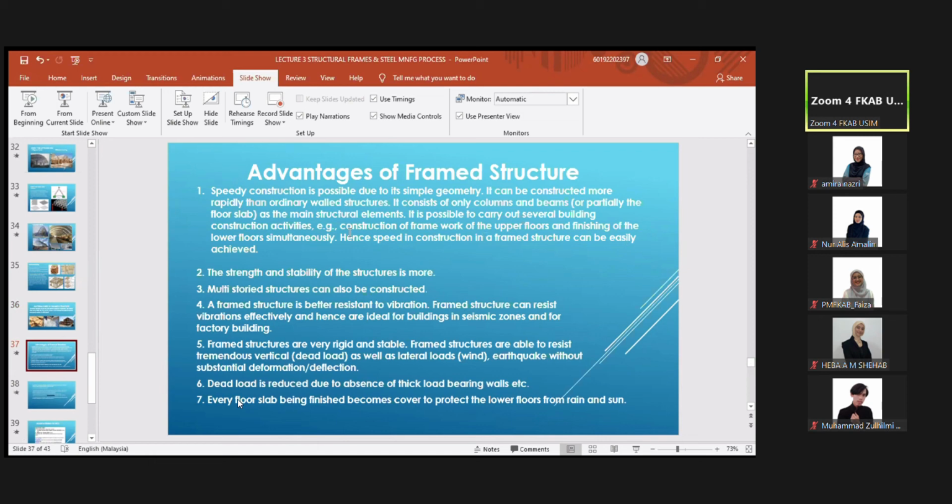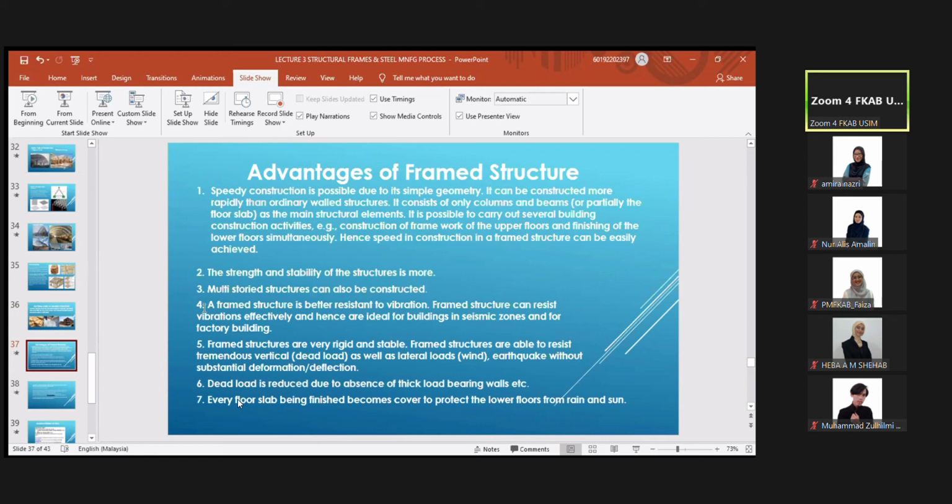What he meant here is that you are constructing your floor slab on the 5th floor. The floor below, you can only do some interior work, provided there's no leaking of wet concrete to the lower floor. This is no problem, it's very well protected. Okay, the strength, stability of structure is small. We also have a rigid structure. Multi-story structure can also be constructed.